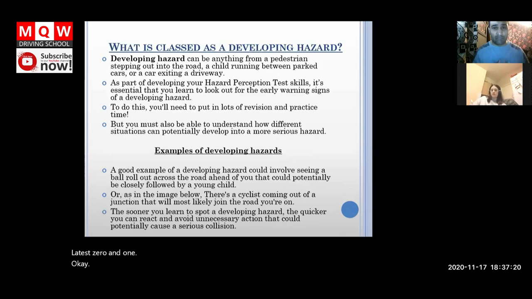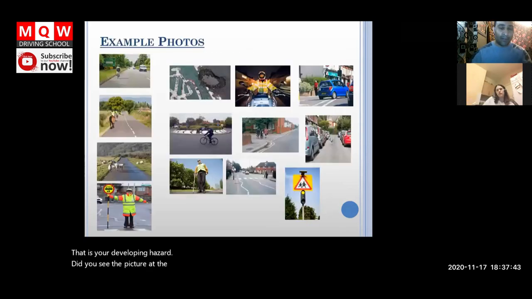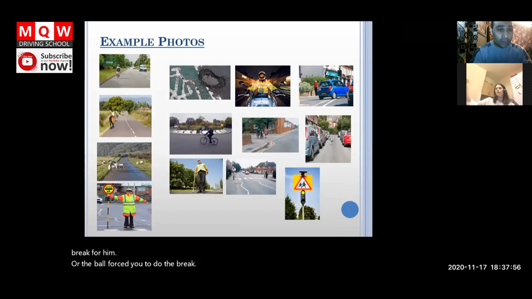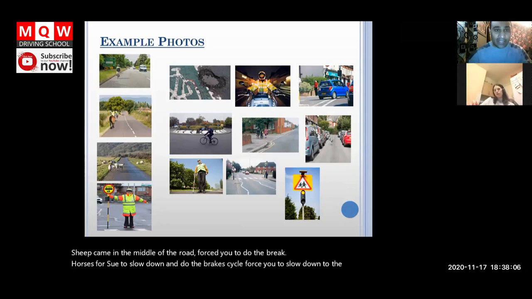So again, there's a definition of what the developing hazard is. Now I can give you the idea of the developing hazard. Any hazard which forces you to do some kind of action, that is your developing hazard. Did you see the picture at the back? This one? The ball in the center of the road coming? So someone came suddenly and forced you to brake for him. Or the ball forced you to brake. A sheep came in the middle of the road, forced you to brake. Horses force you to slow down and brake. A cycle forces you to slow down, brake. Okay? So anything which does that.